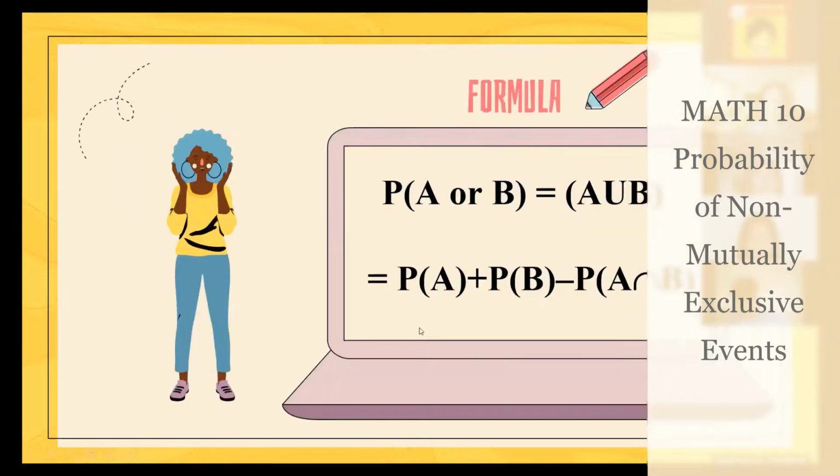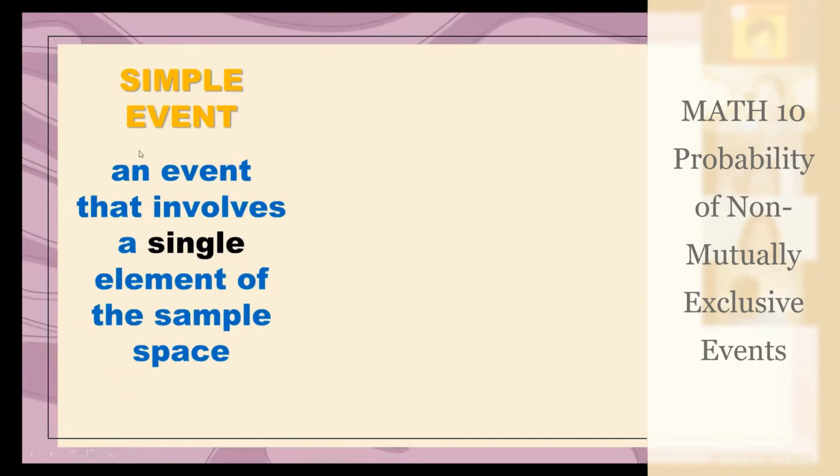So let's have the examples. Formula first. Still, you need to add, like what we did in mutually exclusive. To combine or get the union, you add, but this time you have to subtract the intersection of the two. So you add first and then you subtract the probability of the common outcome. So it's plus and minus this time.